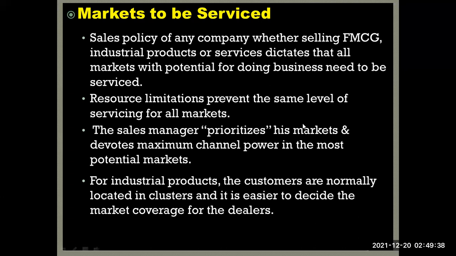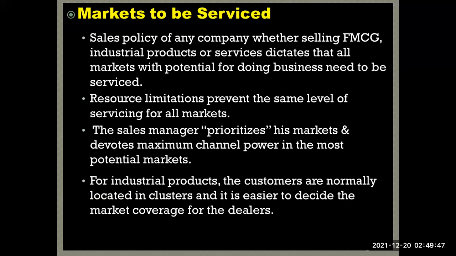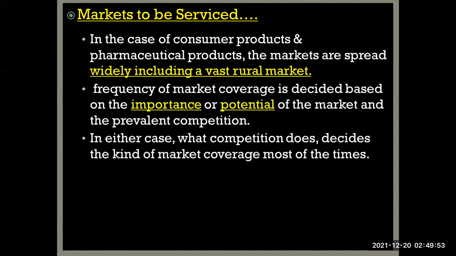But consumer durables and FMCG products are present everywhere. They have to be served throughout the nation. So it's very difficult for FMCG products, but it is very easy for industrial products, as they are limited to industrial areas. In the case of consumer products and pharmaceutical products, the markets are spread widely, including the vast rural market.